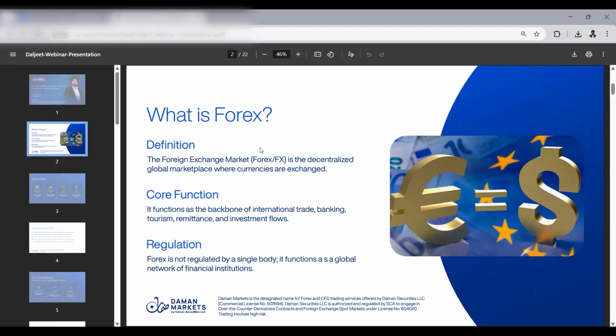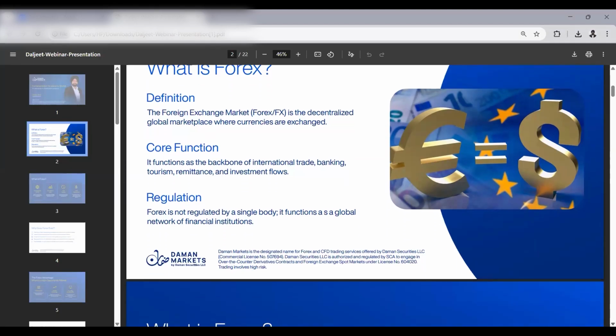If we talk about regulation, Forex is not regulated by a single body. It's a global network of financial institutions. It's a decentralized market where not a single body is controlling Forex, whereas multiple international networks are part of the complete Forex market. It is one of the biggest markets in the globe.